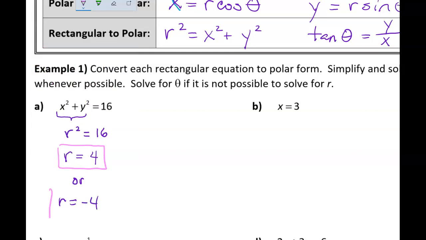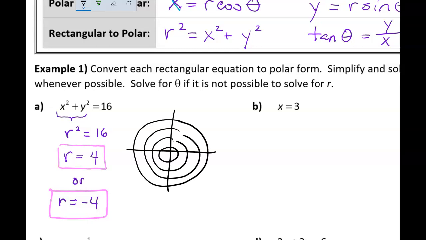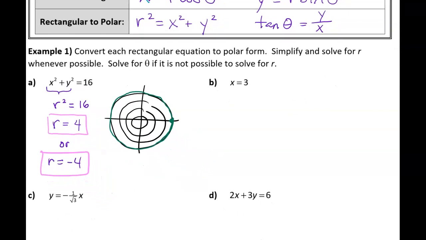Now, if you think about what that looks like in the polar coordinate plane, all of the points in the polar coordinate plane that have an r of 4 lie on this circle 4 units outward from the pole. And so r equals 4 is the equation of a circle centered at the pole. And you'll remember that x squared plus y squared equals r squared is the equation of a circle centered at the origin. So that one converts nicely in both forms.